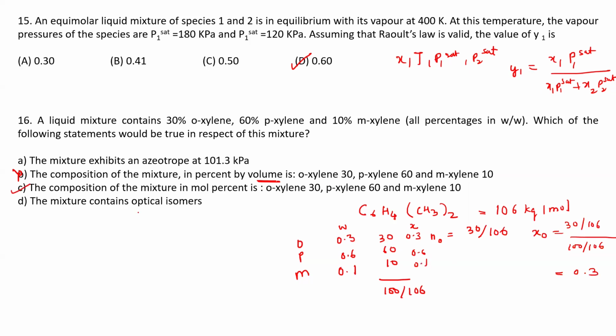The mixture contains optical isomers. No, because these are structural isomers. The mixture exhibits an azeotrope. No. So that is wrong.